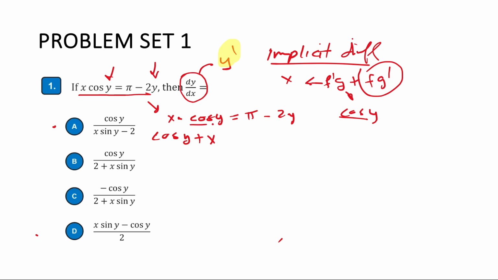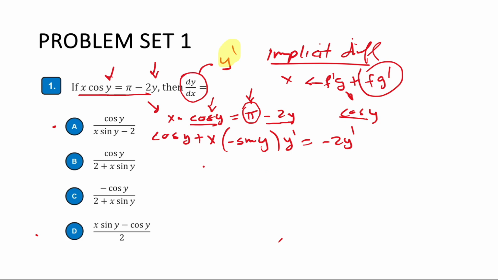Now cosine of y is written in terms of y, so I need the chain rule. So here we go. Negative sine of y, the derivative of cosine, times y prime. This is all equal to 0 minus 2y prime, okay? Remember, pi is a number, it's a constant, so the derivative is 0. So here we have negative 2y prime.